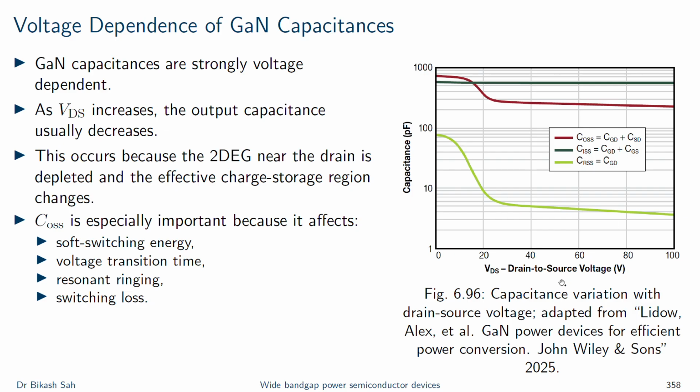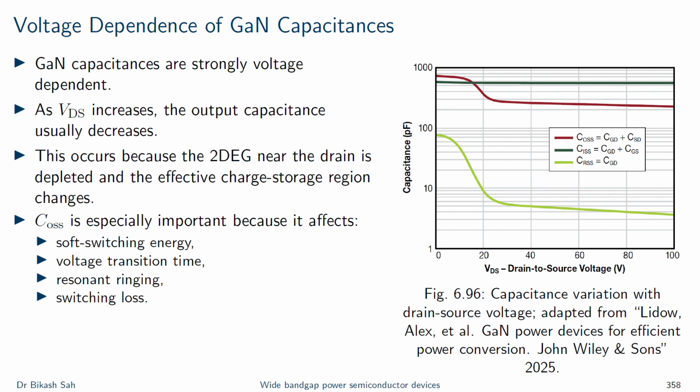At low voltage, capacitance can be relatively high. As the voltage increases, it drops. This non-linearity matters in resonant converters, soft switching transitions, and hard switching energy calculations. If we use a single capacitance value, we may miscalculate the transition times and energy. For accurate loss modeling, we often use output charge QOSS or a stored energy EOSS rather than constant capacitance.